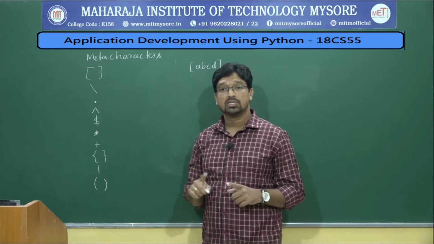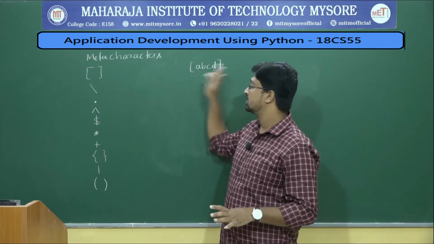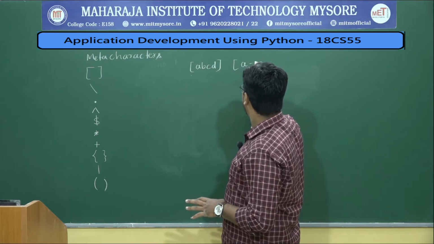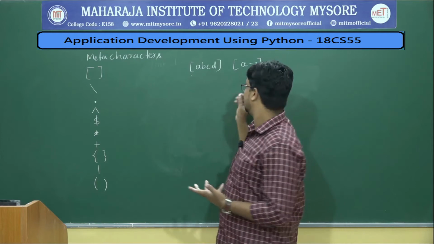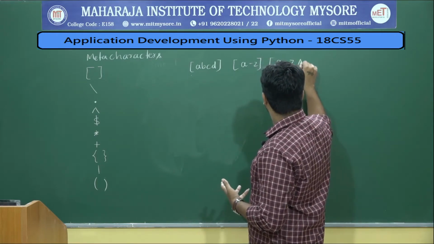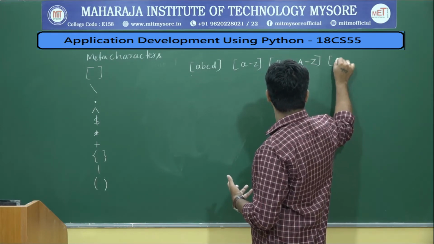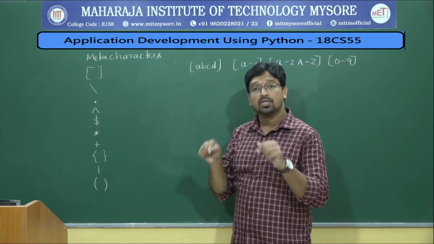If you want to match only the characters A, B, C, D, then you can write it like this. Or if you want to match from lowercase a to z, you can write a-z. Or if you want to match uppercase A to Z, you can write A-Z. Or if you want to match only 0 to 9, you can write it within the square bracket.